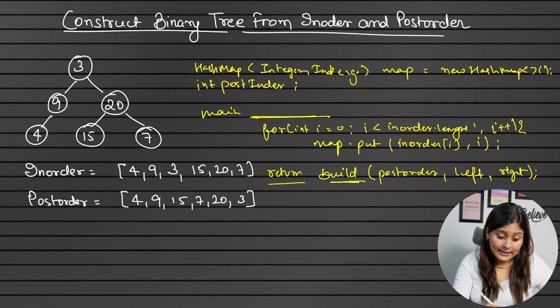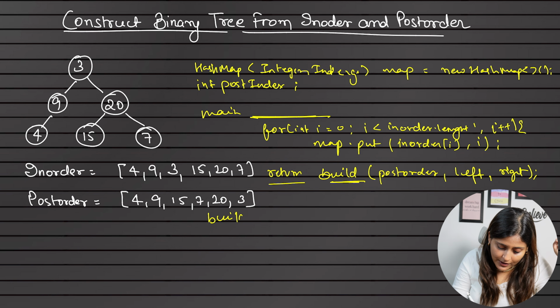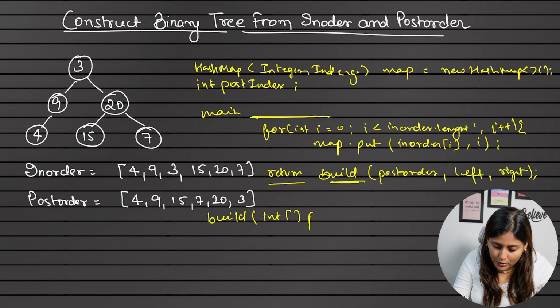I hope you know why we are sending this left and right index. If not, then definitely, again I'm saying, please go and watch the first video. So in the build function, we'll get the post order, which is of type integer array, and we'll get the integer left and integer right.